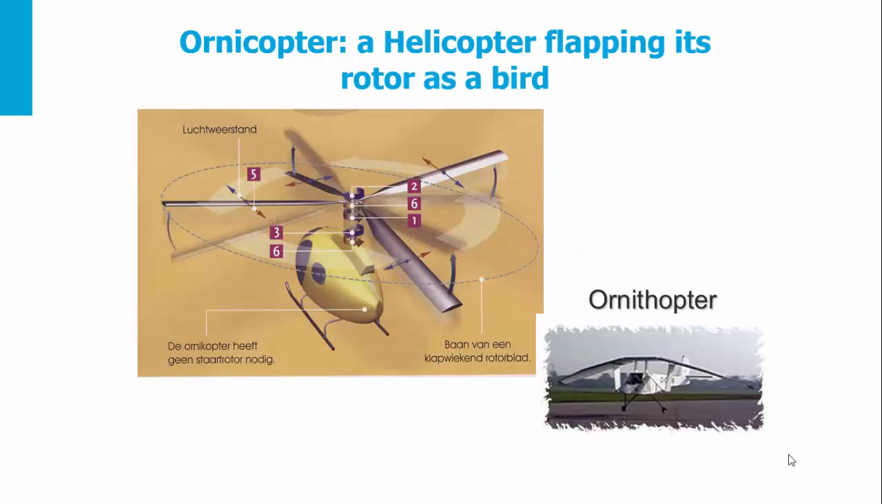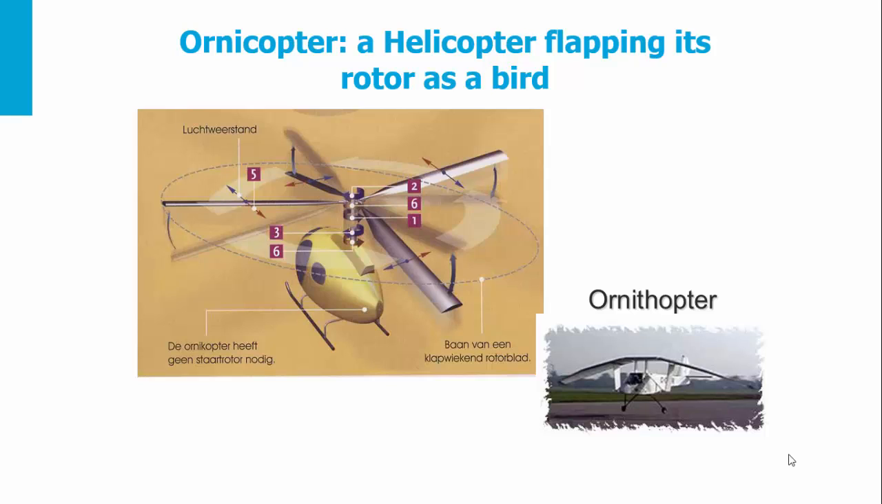There are also other configurations being tested without the need of a tail rotor. For example, the Ornicopter is a prototype currently developed at TU Delft, a helicopter flapping its rotor like a bird. One can know that in a conventional helicopter, the drag that is acting on the rotor blades is counteracted by the torque that is exerted on the rotor. The rotor is thus rotating because of the torque that is transferred from the fuselage to the rotor.